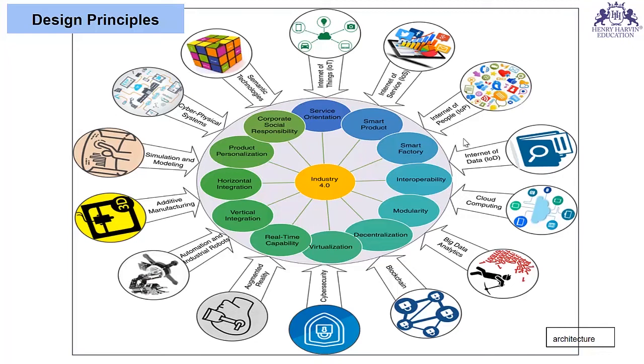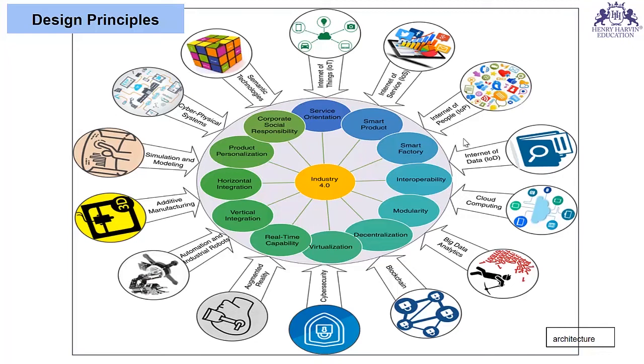And if you really see, whenever we are designing i4, there are certain principles by which we have to go about, which could be Internet of Things, Internet of People, Internet of Data, cloud computing, big data analytics, blockchain, cybersecurity, augmented reality, automation, industrial robotics, additive manufacturing, which is also about 3D manufacturing. Simulation and modeling really helps you save a lot of resources and time and money. Having cyber connected devices and also semantic technologies here.